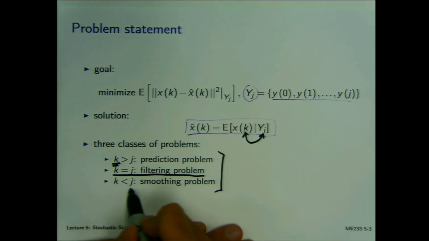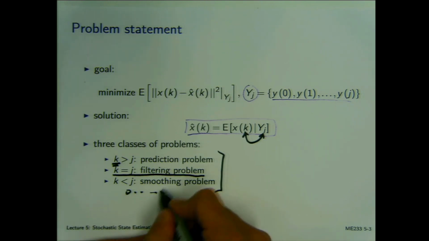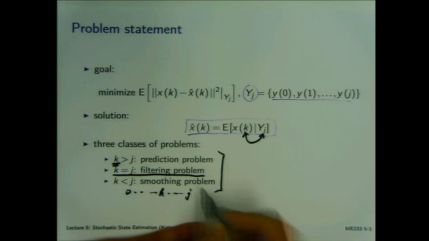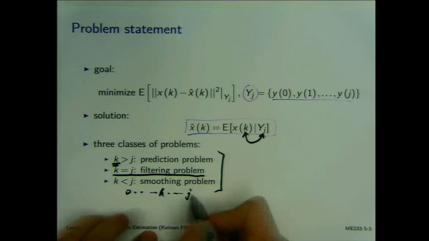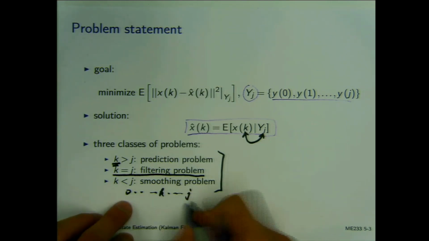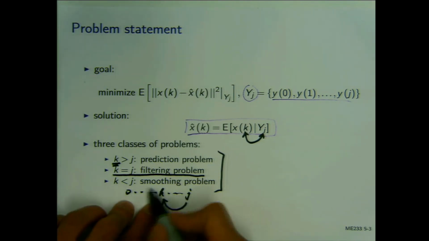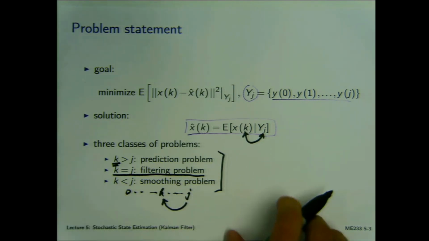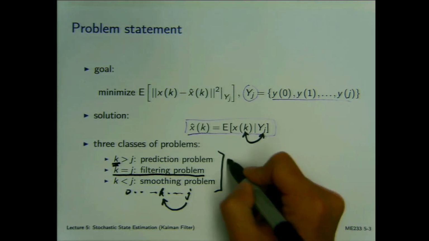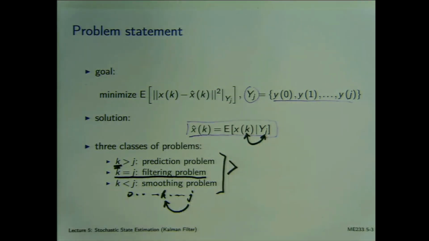If we have more measurements, in a situation like this, where this is k and this is j, then we are using all these measurements to estimate the previous state. So it's called a smoothing problem. We'll be mostly talking about the first two problems in the lecture.